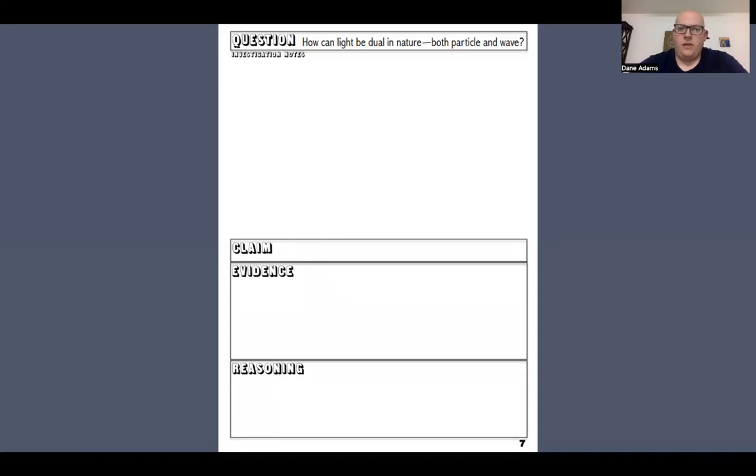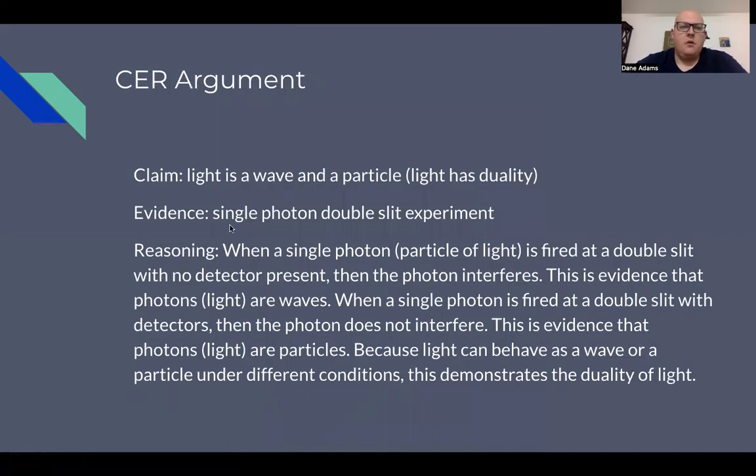All right, hopefully everybody's got that written down. I'll show you what I wrote. So my claim: light is a wave and a particle, or I could phrase that as light has duality. My evidence is the single photon double slit experiment. Reasoning. When a single photon, a particle of light, is fired at a double slit with no detector present, the photon interferes. This is evidence that light, or photons, are waves.